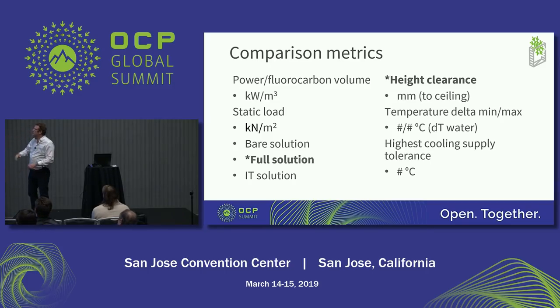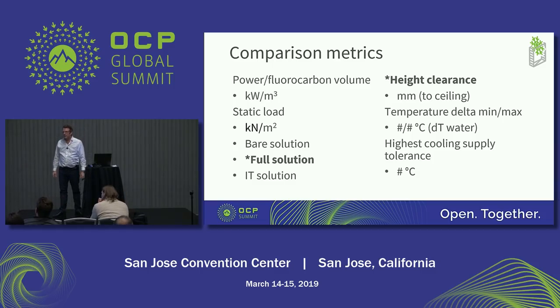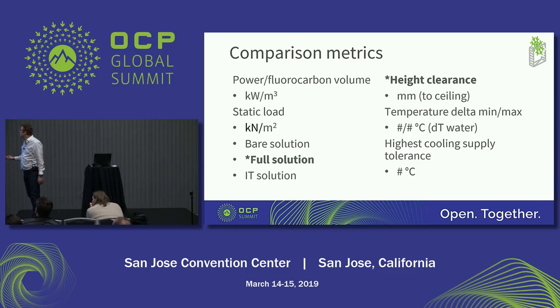So the IT solution describes the potential full weight of the solution filled with liquid and IT. But it is a variable, but it's something that you need to design for in construction based on kilonewtons per square meter. Is that understandable? I guess so. All right, cool.